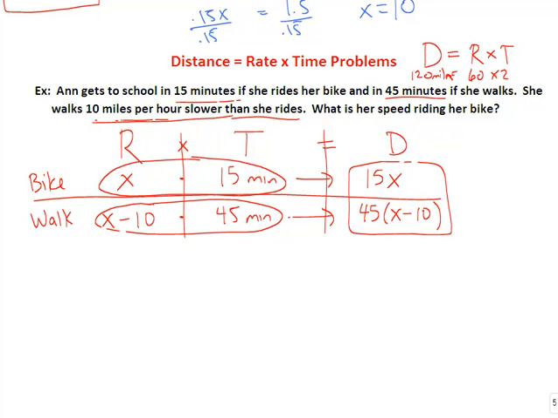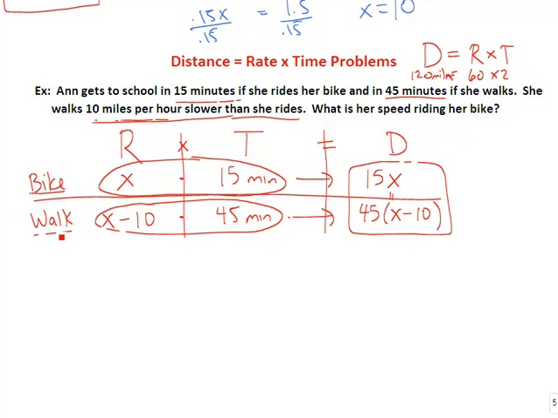Well, your equation is going to come from this distance column. In some problems, the two distances will be equal. In some problems, the two distances might add up to some known amount. In this problem, which case is it? Well, they have to be equal distances because in both cases Anne is going from home to school. So the distance that she's traveling is the same whether she bikes or whether she walks.